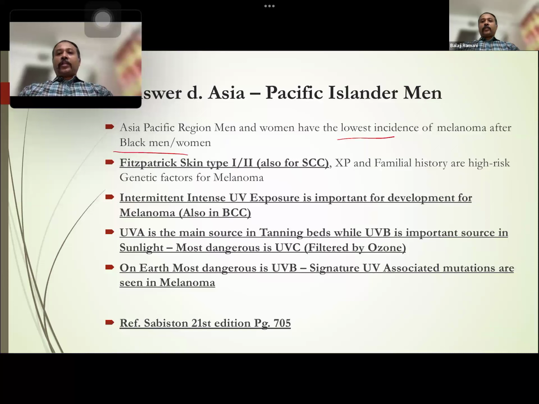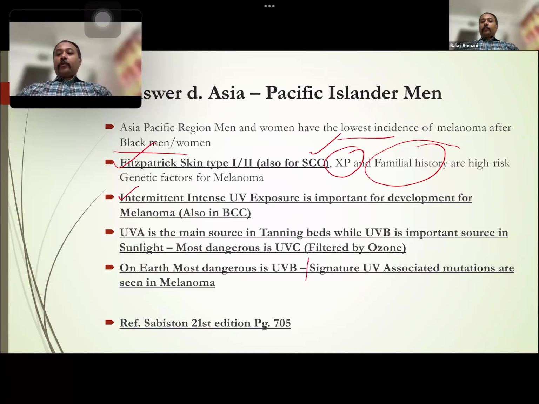These are the risk factors for developing melanomas. So Fitzpatrick type is also a risk for squamous cell carcinoma. Xeroderma pigmentosa, FA, all these are the hereditary forms that are prone to developing melanomas. And intense intermittent exposure, UVA in tanning beds, all this is what we saw.